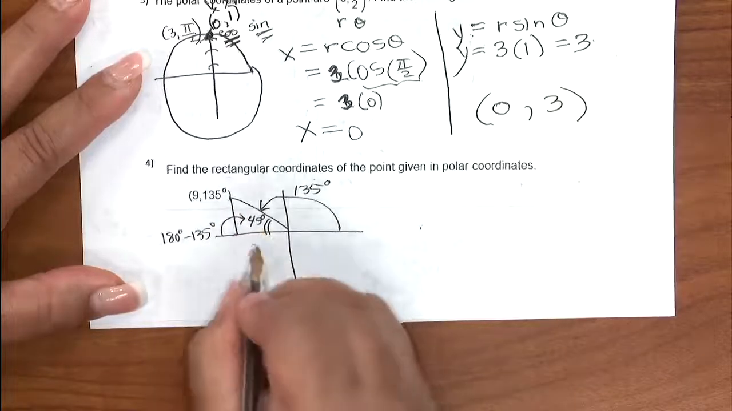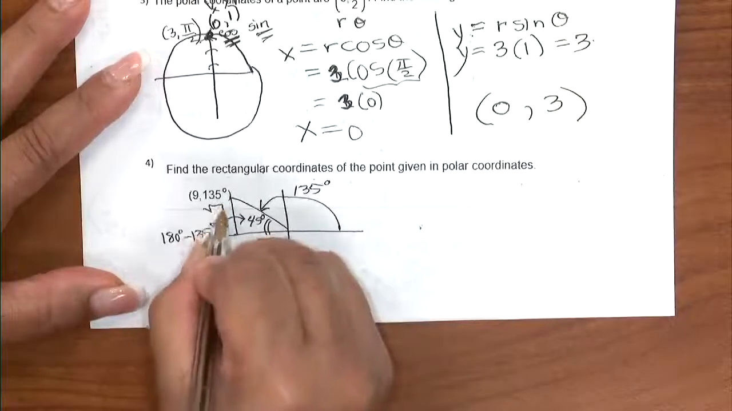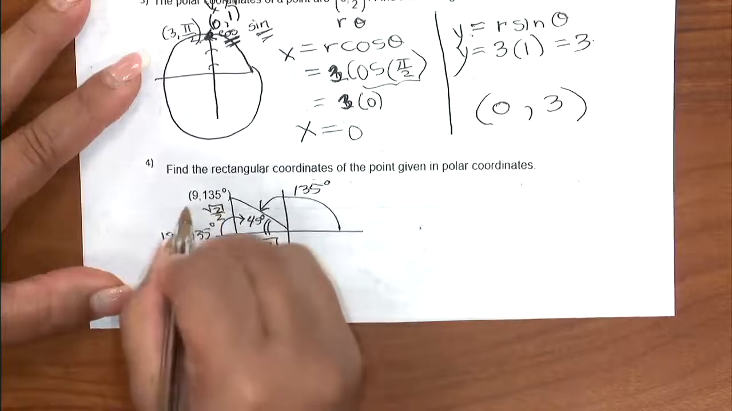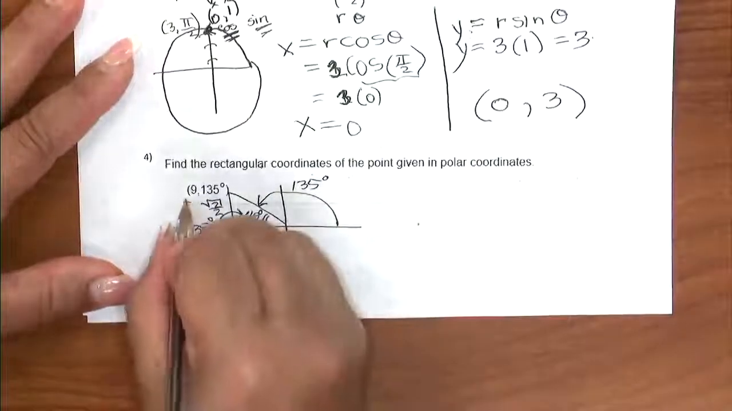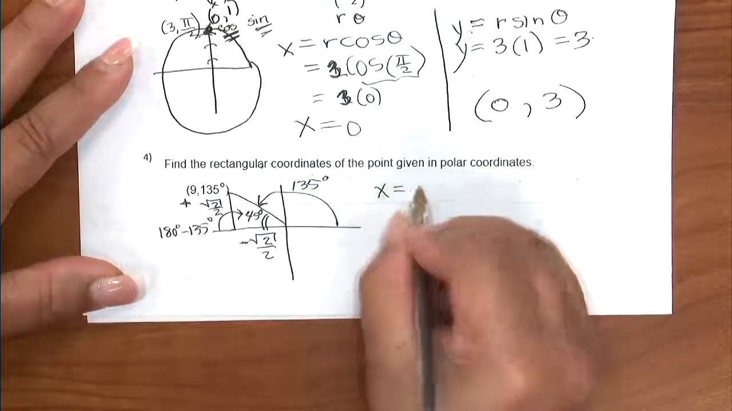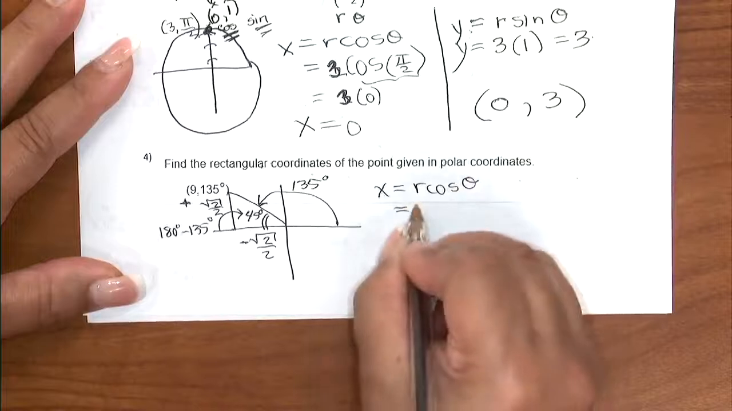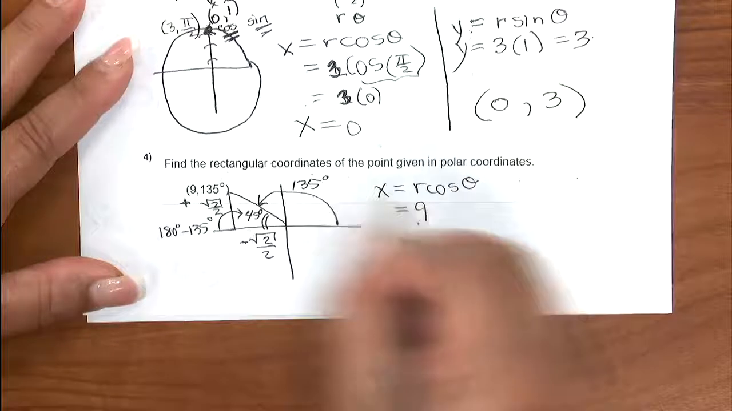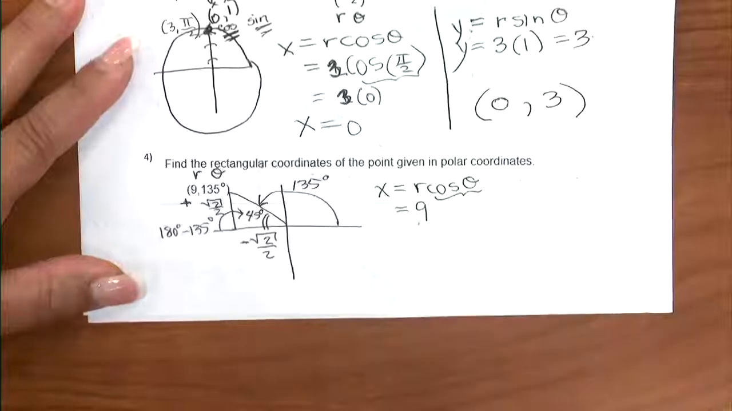Okay, if that's 45, this is square root of 2 over 2. This is square root of 2 over 2. But this one is positive, and this one's negative. Okay, so here's the formulas. R cosine theta. So what was the R? 9? This is the R, this is the theta. The cosine you now get off the picture.